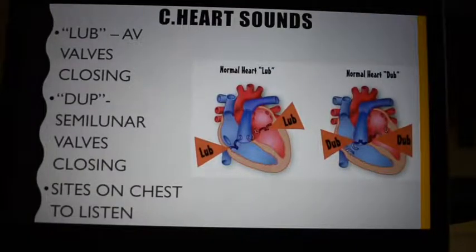Heart sounds. So heart sounds are the lub-dub that you hear when you are listening on a stethoscope or something like that. Lub is the AV valves closing, and then the dub is the semilunar valves closing.